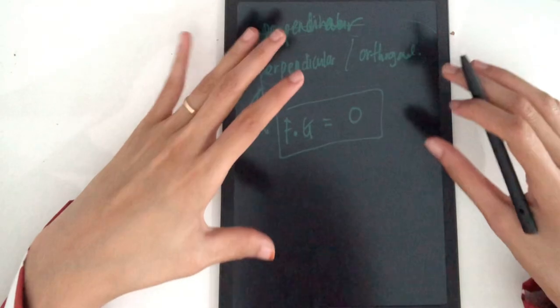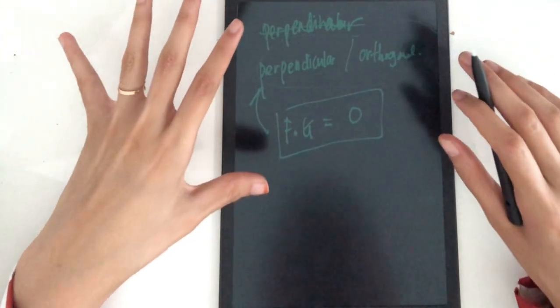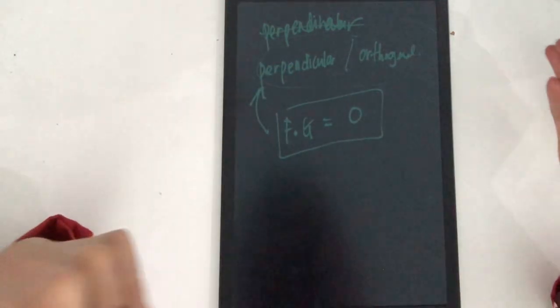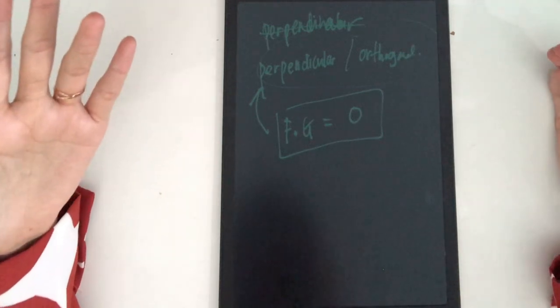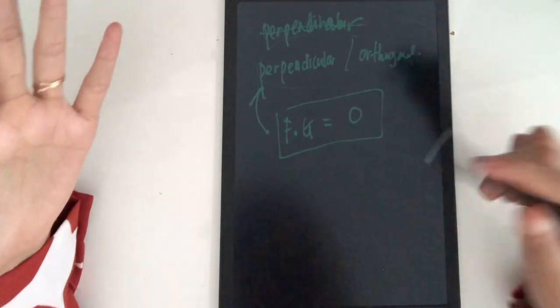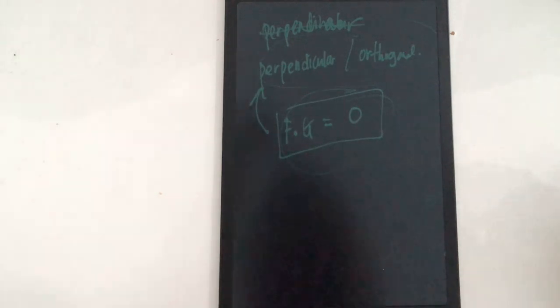Benda ni memang usually selalu akan tanya dalam soalan. So make sure you know how to determine, how to show that the functions are perpendicular. So how to show? You need to do the dot product.